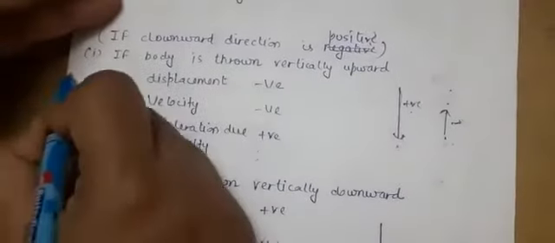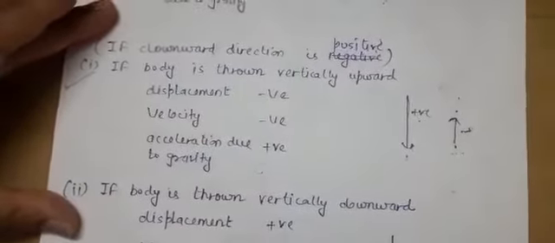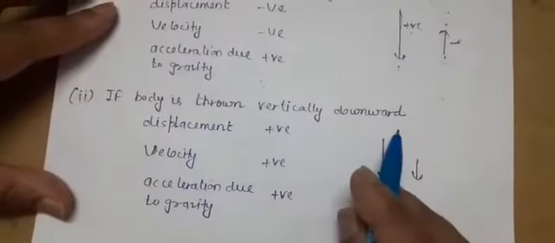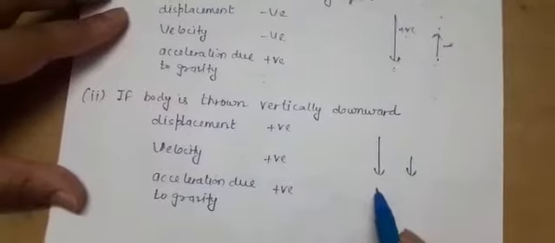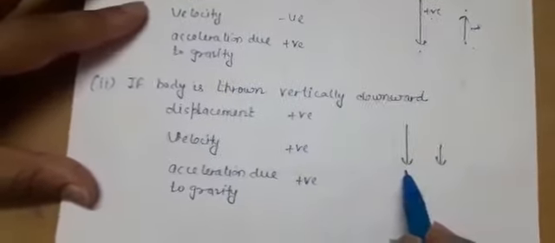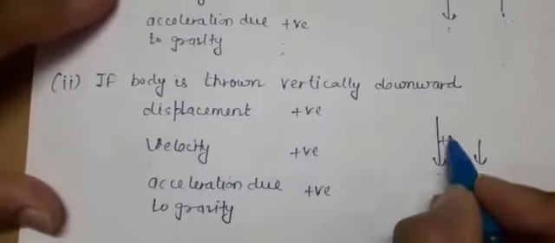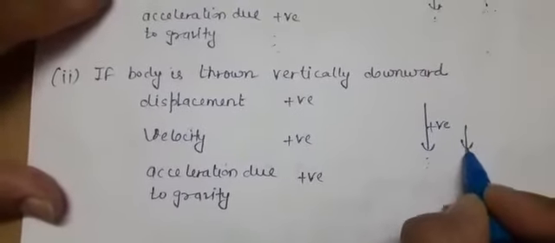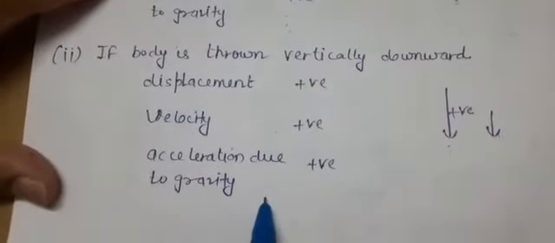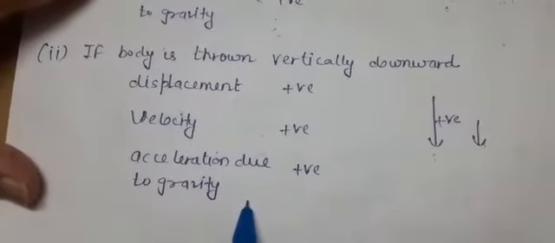Students find this convention quite easy to apply. Similarly, if the body is thrown vertically downward and our chosen convention direction is also downward, then in that particular case, according to the standard direction, our direction of motion is parallel, so displacement, velocity and acceleration due to gravity will all be positive.